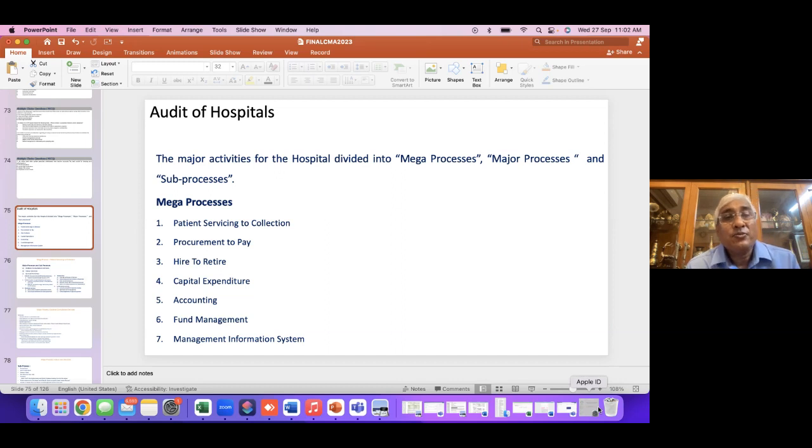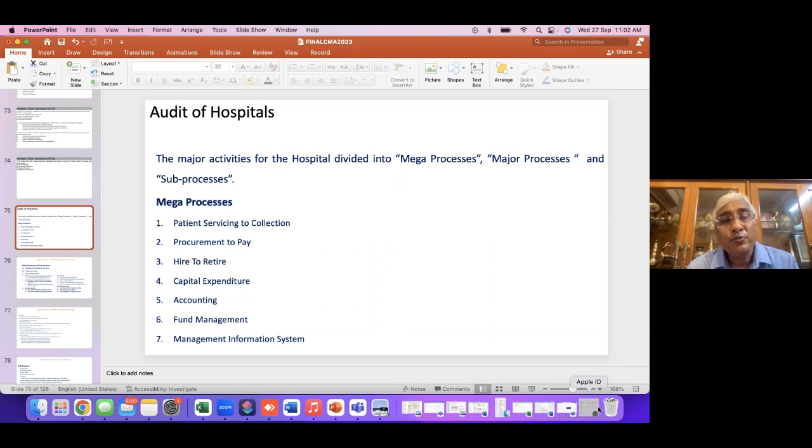So let us think of a hospital. What are the main processes? The first process is patient servicing. A patient attends a hospital, and based on his disease or the charges for the doctor's visit and medicine, etc., there are some collections made by the hospital authority. So patient servicing to collection is one mega process.